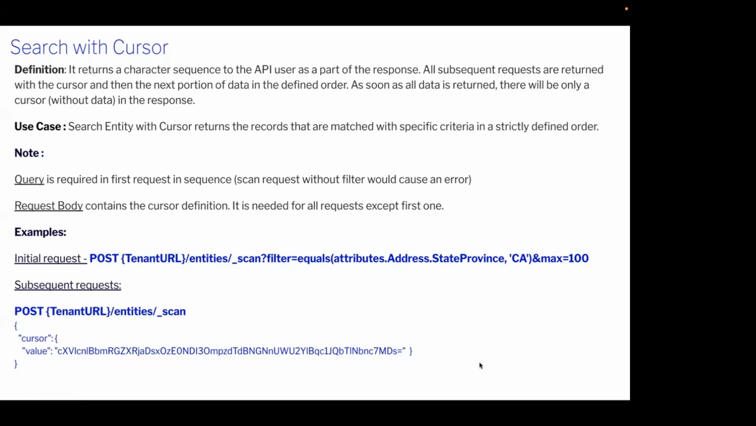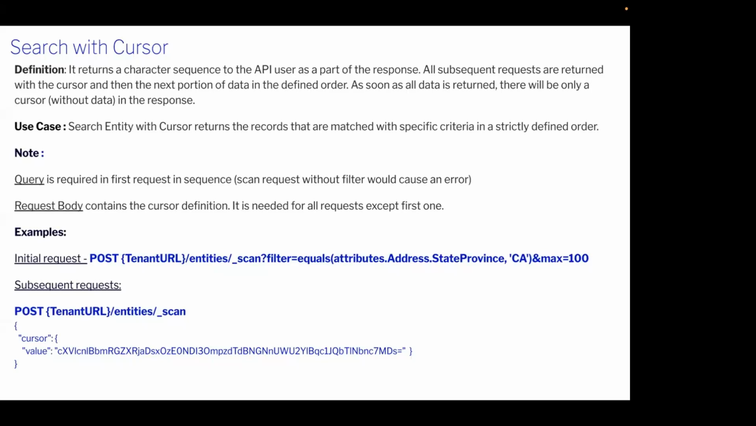And the rest, like going to the 101st record and then picking up the next 100 records, it's all done by itself behind the scenes. So this basically is the concept of search with cursor. And the first iteration will always have to have a filter. Without that, the scan request will not work, right? So this is the entity search at a high level, very high level.